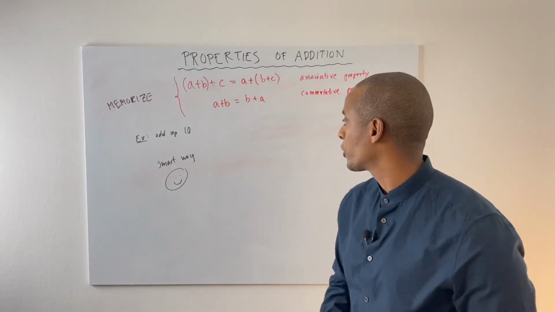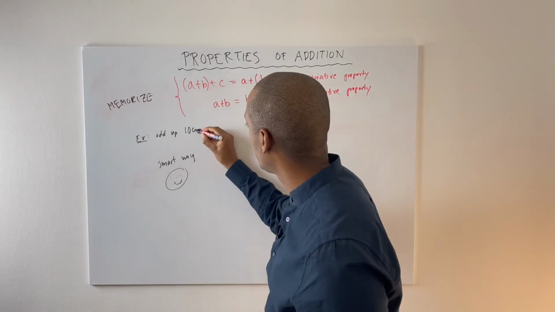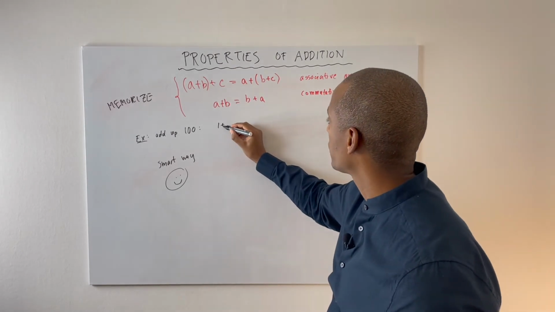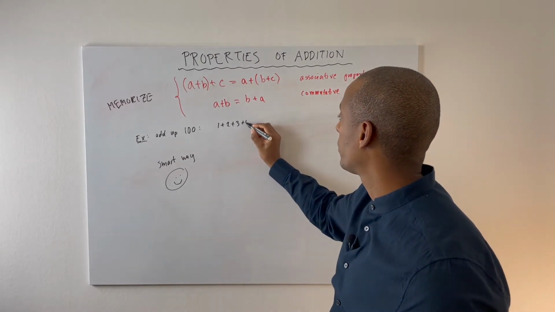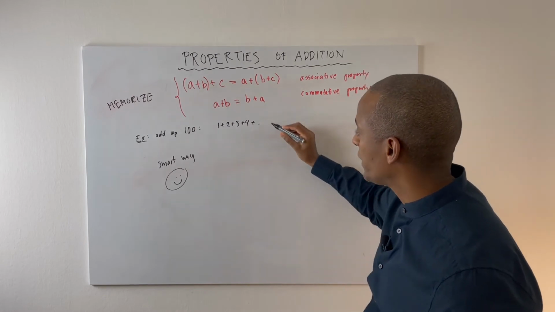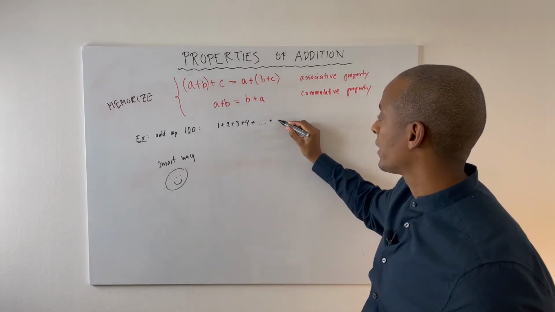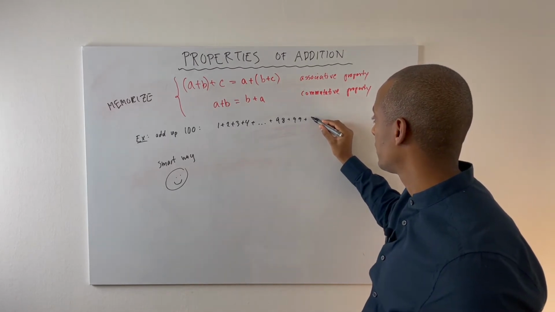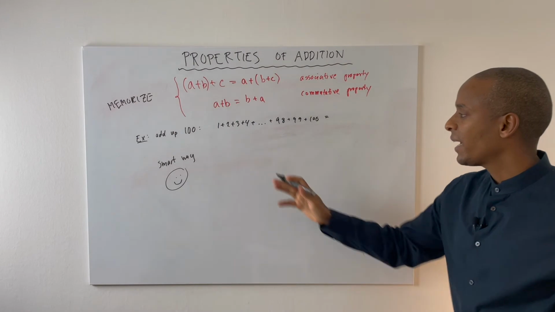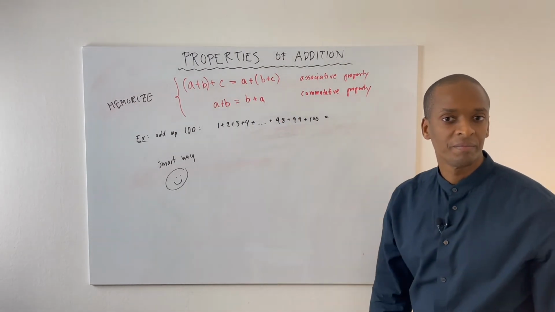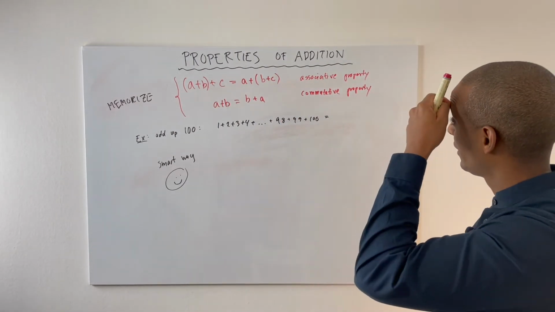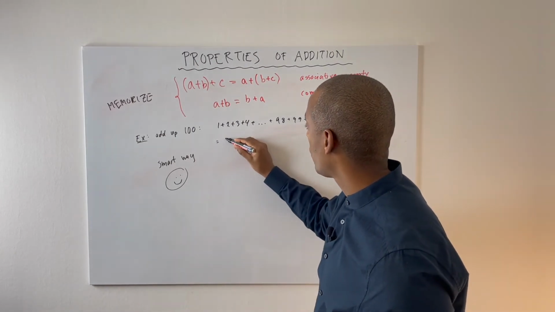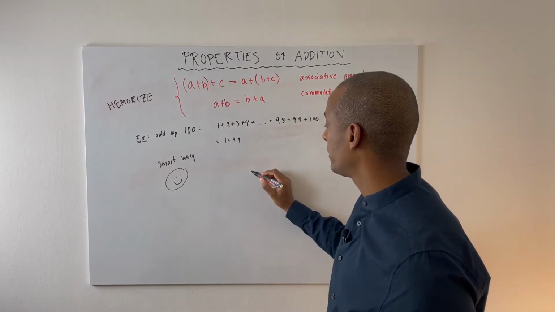And this is pretty cool, guys, because we can add even up to 100 now using the same trick. Let's say we have 1 plus 2 plus 3 plus 4 plus, and then we keep going, plus 98 plus 99 plus 100. Let's add all the numbers up to 100. How is this going to work? Let's use the commutative property, and then we're going to write it as 1 plus 99, right?